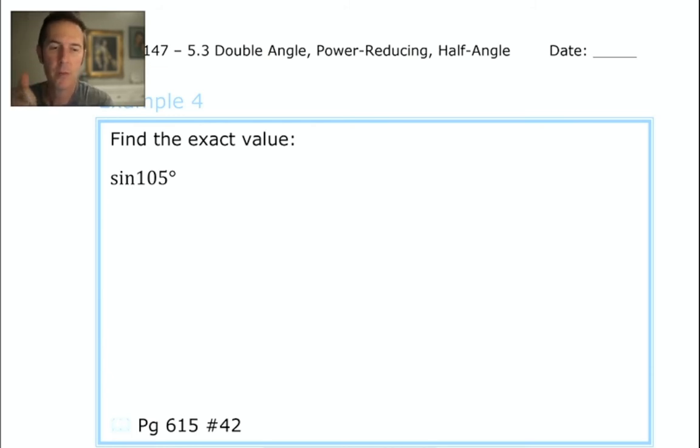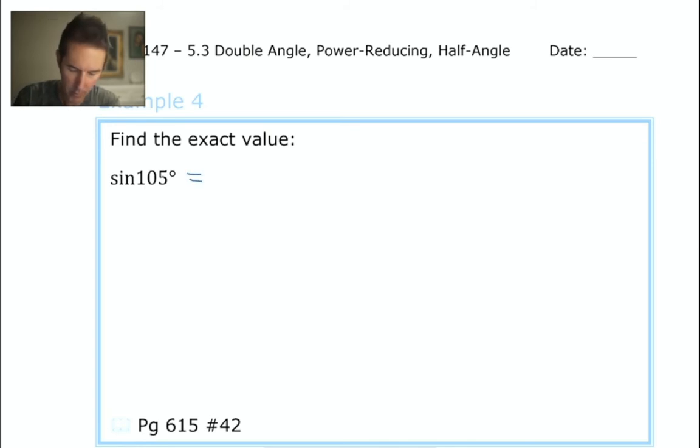We could use a sine sum identity and rewrite this as the sine of 30 plus 45. We could write this as the sine of 135 minus 30. That would be in the middle of the second quadrant, minus 30 degrees from the first quadrant. That would take you to 105. But we're going to use the half-angle identity.